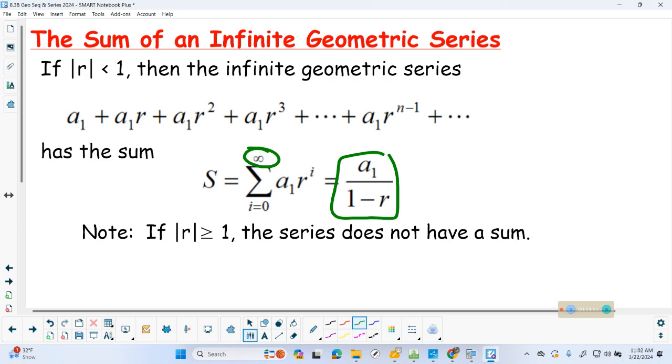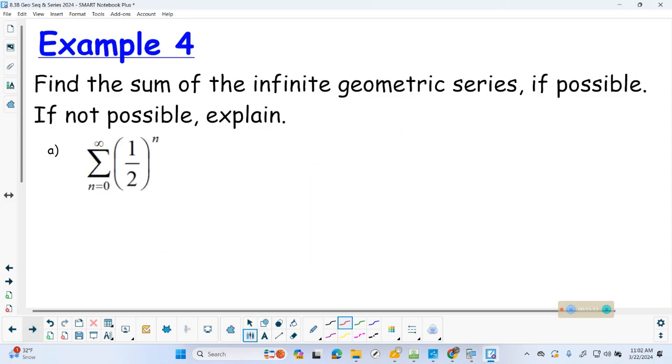Now, the other quick thing we have to talk about before we do a handful of these: how do you know when there's not a sum? It diverges. You have to look at this. If the absolute value of the ratio is 1 or more, it can't do it. You just can't get a sum. You can't get all of those numbers to total up to something. It's impossible. You can write no sum, not possible, whatever you want to put. So first things first, I always look at the r.